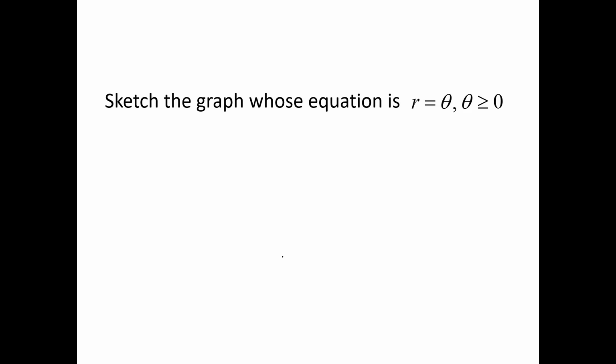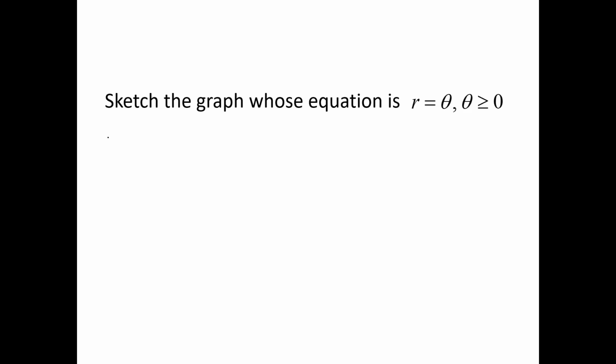Sketch the graph whose equation is r equals theta. On your graphing calculators, you can change the mode. You can hit mode, which is over here next to the second function, scroll down and put it in polar and then hit enter. And then when you go to y equals, it gives you an opportunity to input your functions as a function of theta.